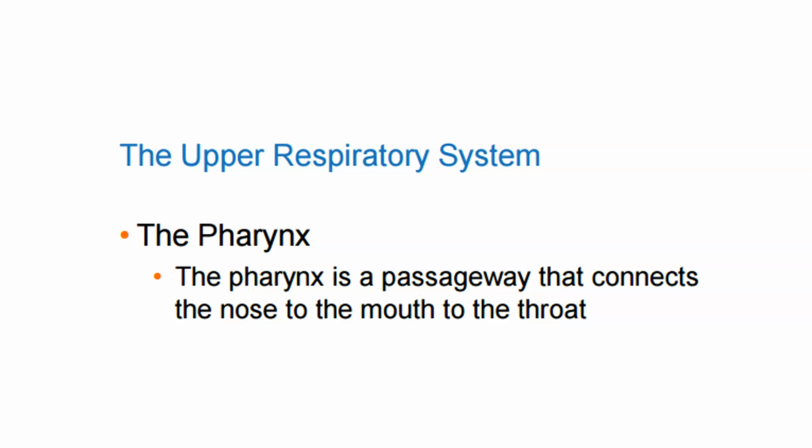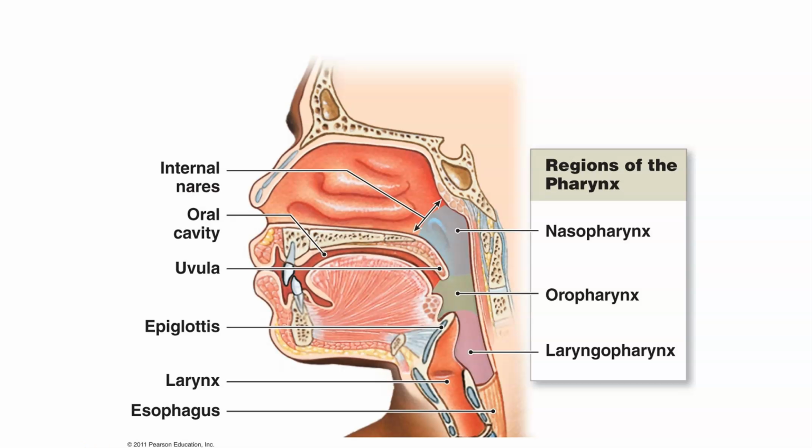But the pharynx is a passageway that connects the nose to the mouth and to the throat. Okay. Now here are the three regions of the pharynx. So in order, it's naso, oro, laryngo. Naso means nasal, oro means mouth, laryngo means near the larynx.